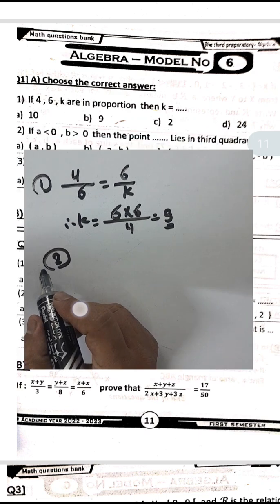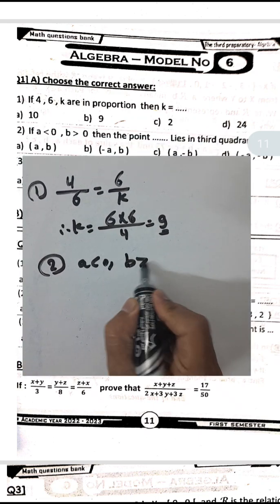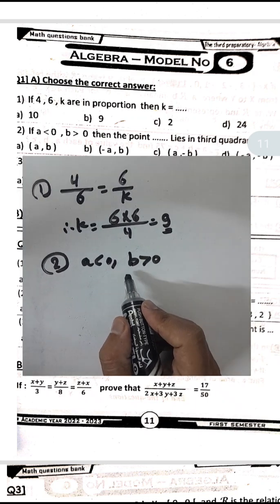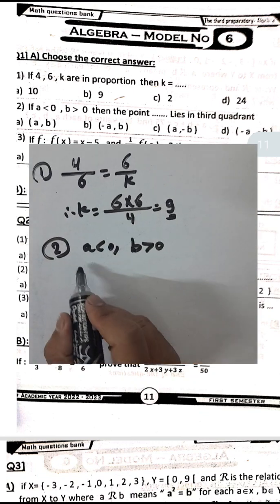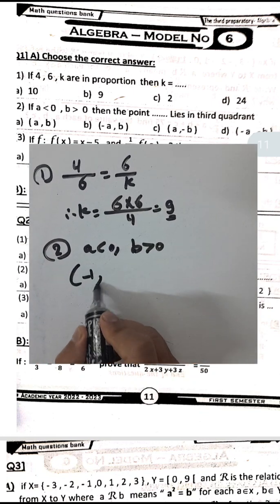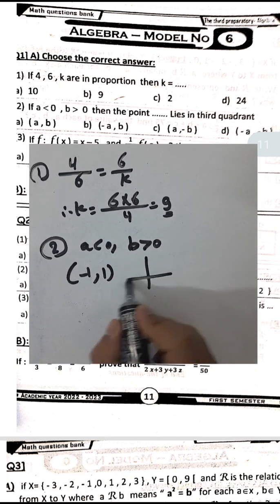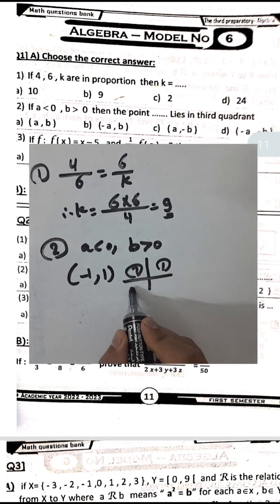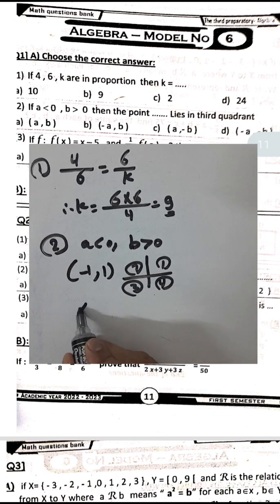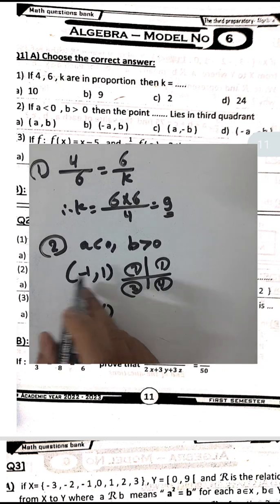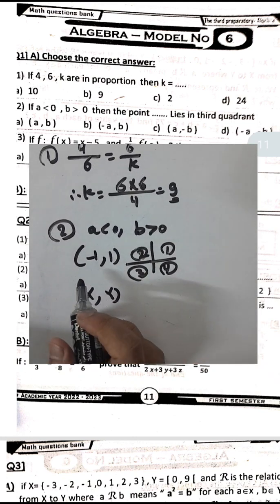Question number 2. If a is less than 0 and b is greater than 0, then the point lies in which quadrant? Here a will be negative, such as -1, and b greater than 0, such as 1. So we have the first quadrant, second quadrant, third, and fourth quadrant. The order of signs x, y, negative and positive, will be quadrant 2. It lies in the second quadrant.